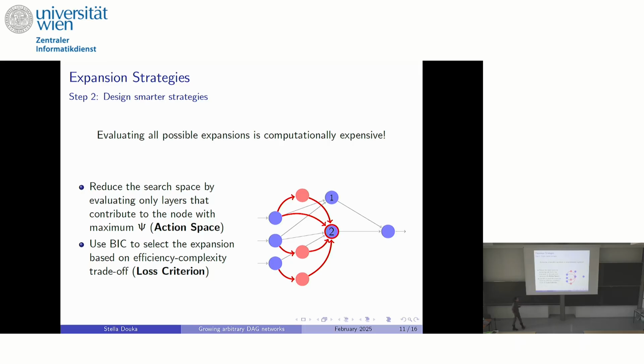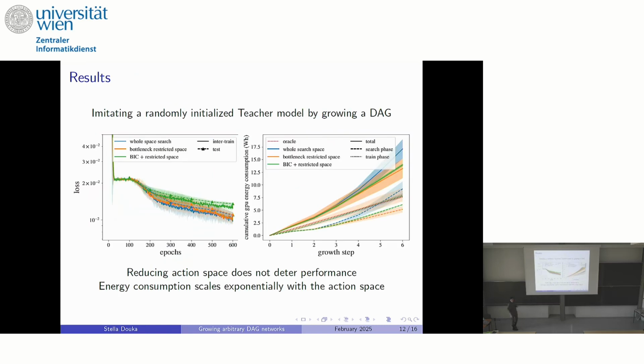In order to test these strategies, we wanted a general test case. So we created a teacher-student framework where we have a fixed architecture of a teacher that can be 2 layers, 3 layers, and so on. And we initialize its parameters randomly here.